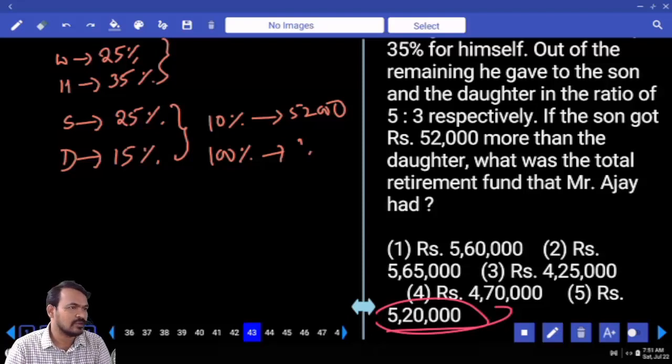Without writing all this: 30, 30, 25, 35, 60 completed. What is the remaining? 40. That is split into 5:3. How many parts is the difference? 2 parts. 8 parts equal 40. Then 2 parts are 10%. 10% is 52,000. But we required 100%. How many times? 10 times, sir.